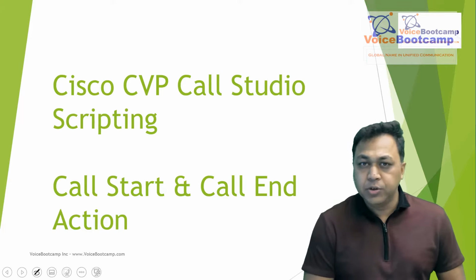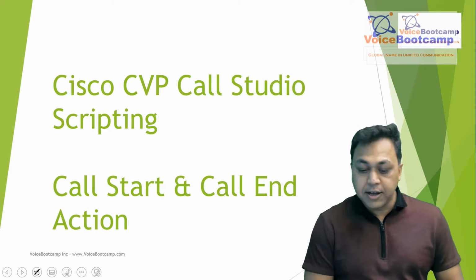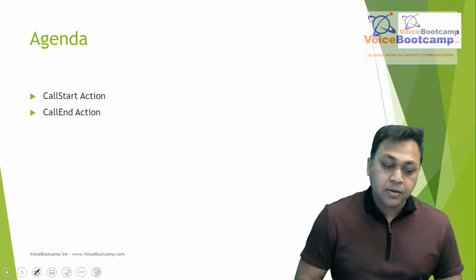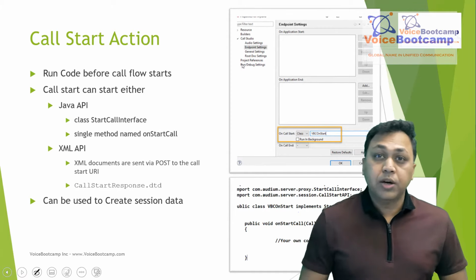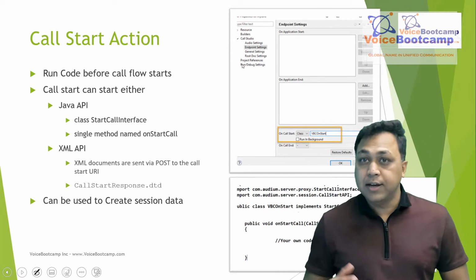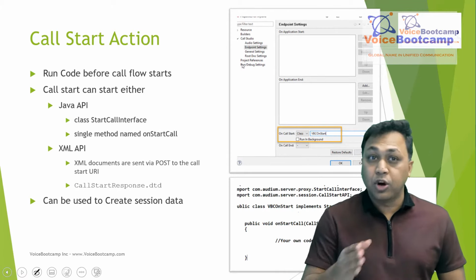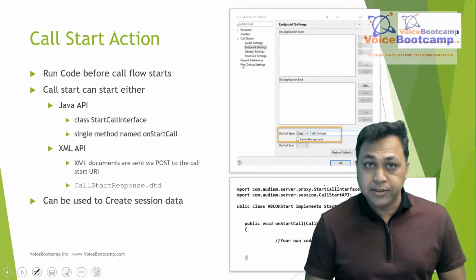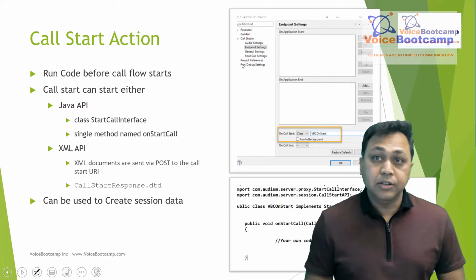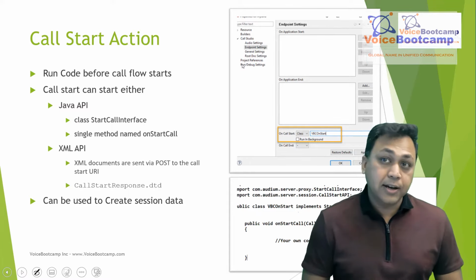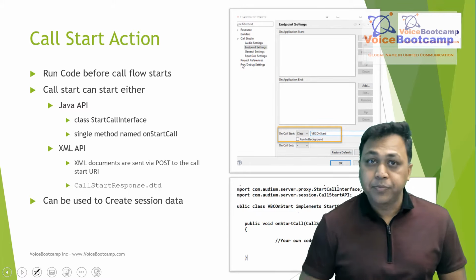In this video, we're going to talk about call start and call end action. VXML server can be configured to run a specific code when a call has been received, but before the call flow has been started or visited. The call start action can be implemented using either the Java API or the XML API.